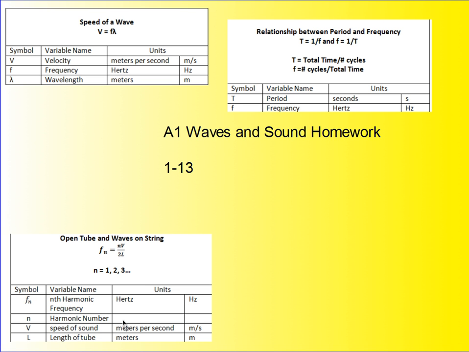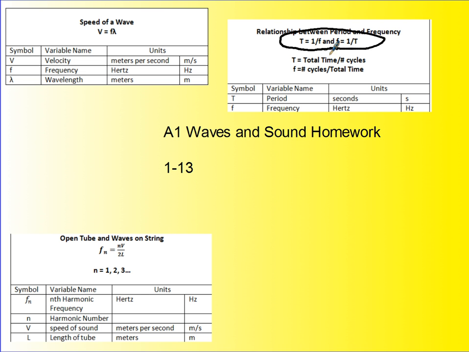Now let's do some waves and sound homework problems. The formulas for this unit are very straightforward. Remember, we talk about period and frequency. With period, we use a capital T, and it's quite literally the total time you're given divided by the number of cycles. And frequency, we use an F to symbolize frequency, and that's the number of cycles divided by the total time. Important thing here is they're reciprocals of each other.